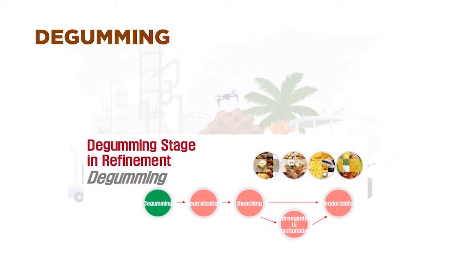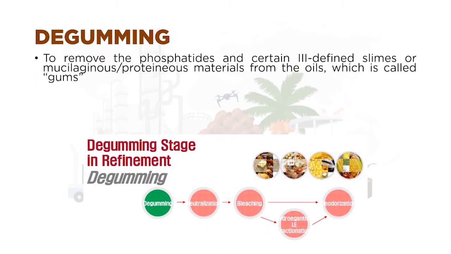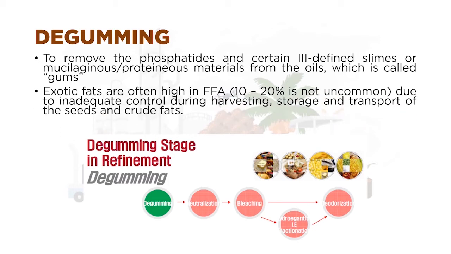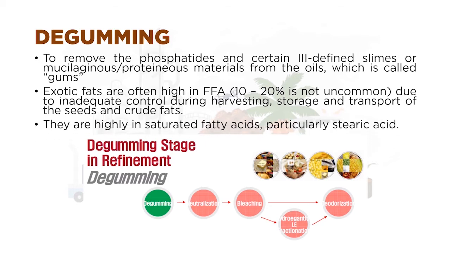The next part of the processing of confectionery fats is the degumming process, which is the first stage of the refining process. The aim of this process is to remove the phosphatides and certain slimes, mucilaginous or proteinaceous materials from the oils, which are called gums. The exotic fats are often high in free fatty acid, in the range of 10 to 20%, which is not uncommon. This is due to inadequate control during harvesting, storage, and transport of the seed and also crude fats. They are highly unsaturated fatty acids, particularly stearic acids.